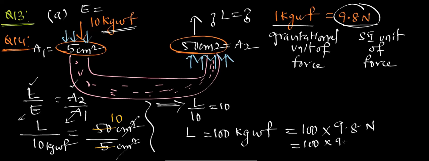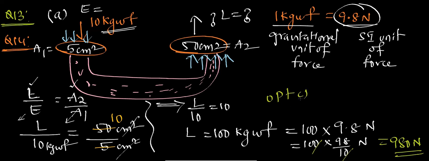I can write it as 98 by 10 newtons. Now what gets cancelled? 10 and 10 cancel, 980 newtons. So this is in which option? Option C. Clear? Any doubt? You have to remember the formulas. Load by effort is nothing but bigger area by smaller area. Which side is load? Bigger area side. Which side is effort? The one on which we are applying force. Mechanical advantage. Different names: load, upthrust, force, all mean the same.